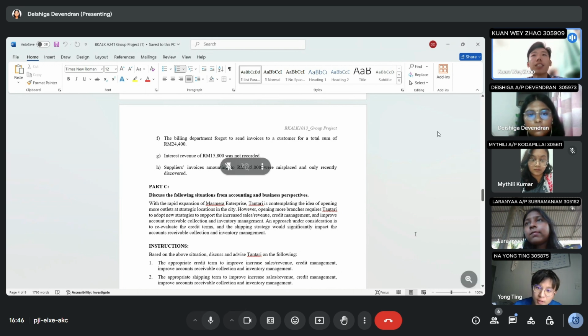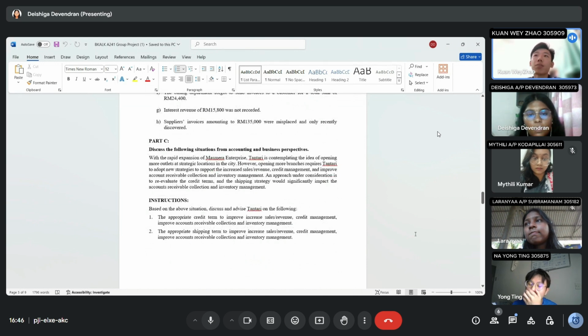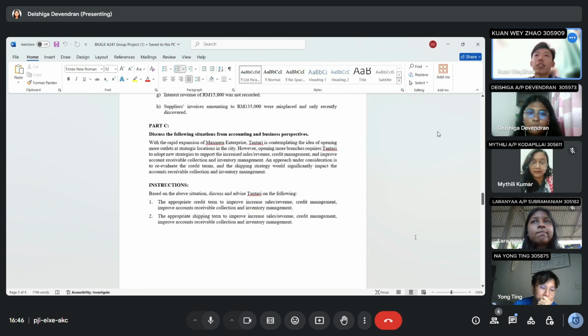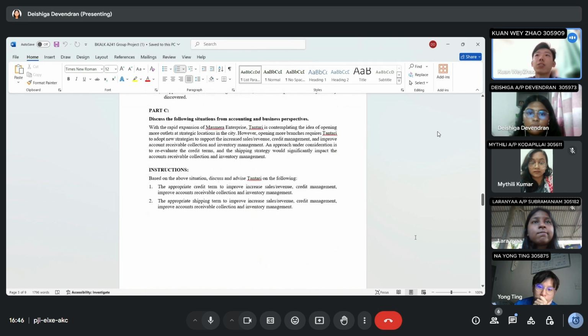Part C is to discuss the situation from an accounting and business perspective. It talks about Tantra wanting to open more outlets as a strategic location in the city, and he wants to adopt a new strategy to support the increased sales. Question number one is the appropriate credit term to increase sales revenue, improve credit management, improve accounts receivable collection, and inventory management.